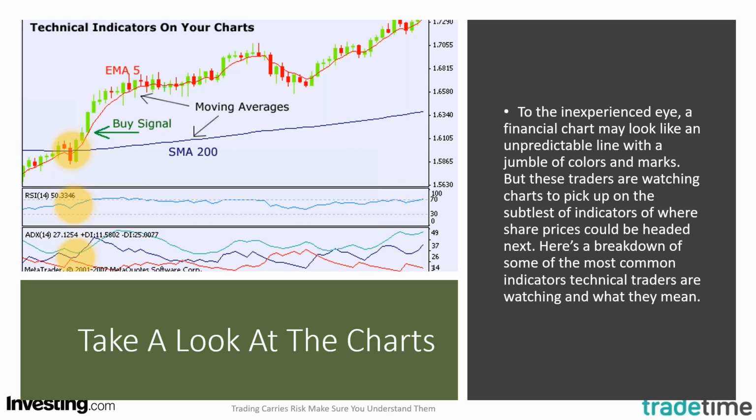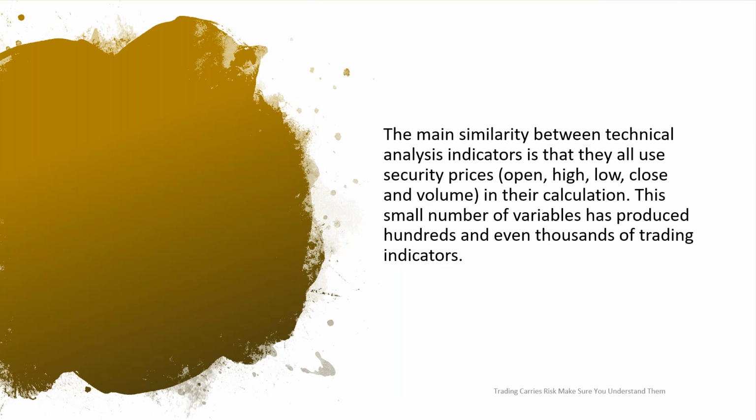Now, to the inexperienced eye, a financial chart may look like an unpredictable line with a lot of jumbles and colors and marks. But these traders are watching charts to pick up on the subtlest of indicators of where price could be headed next. So here's a breakdown of some of the most common indicators technical traders are watching and what they mean.